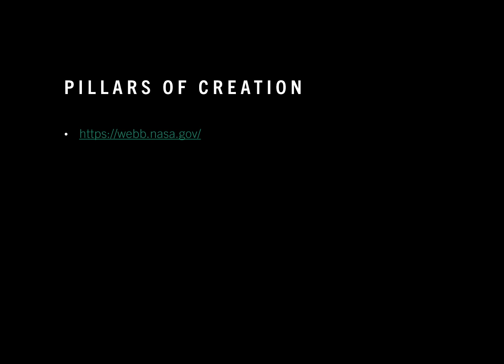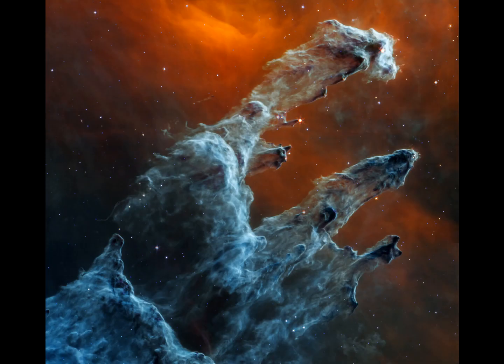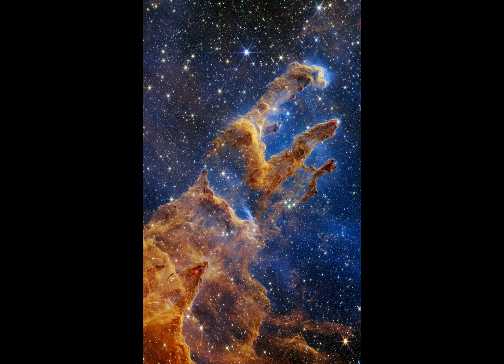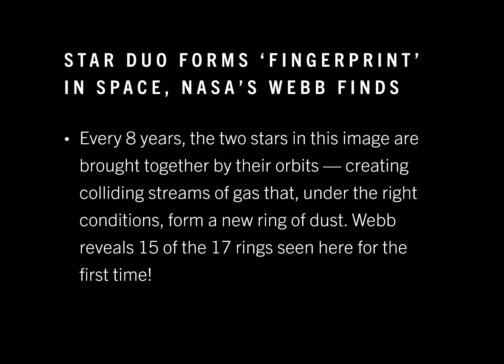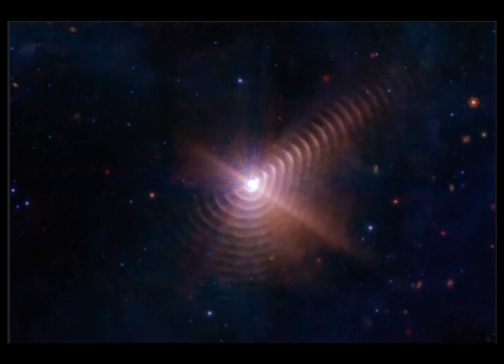And the James Webb Space Telescope recently took a really nice image of the pillars of creation. As always, these images are in infrared, and so they can see more young stars that would be forming in this large galaxy. And here are just a couple of photos. Next, it saw this fingerprint in space. That was pretty cool. Look at that.